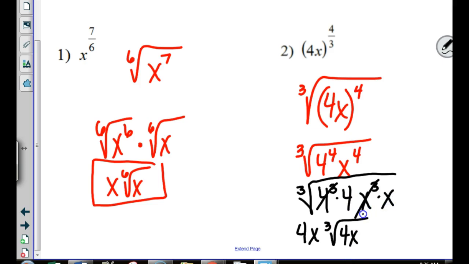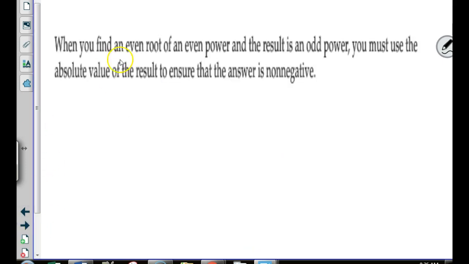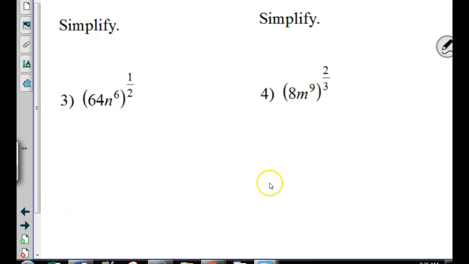Yeah, we're going to practice that a little today, but also not necessarily on a quiz. All right. When you have an even root of an even power and the result is an odd power, you must use the absolute value to ensure that the answer is not negative. We're just going to pretend that little rule doesn't exist and not worry about it today because it's not going to apply to things that we do. All right. So I'll see if I find an example where that applies.